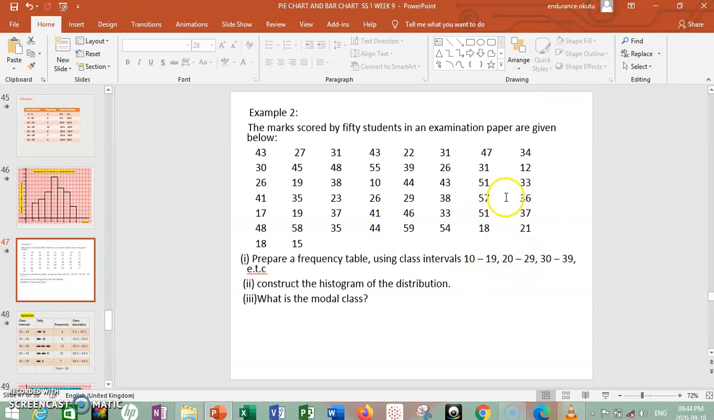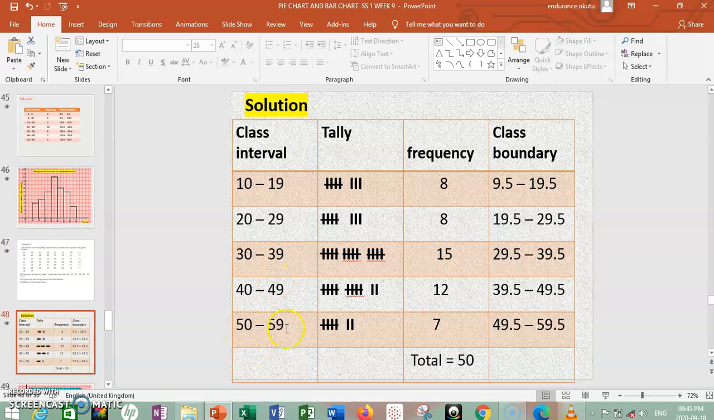Now this is not all. The highest value here is 57. So the highest is going to be from 50 to 59. That is the highest class interval.